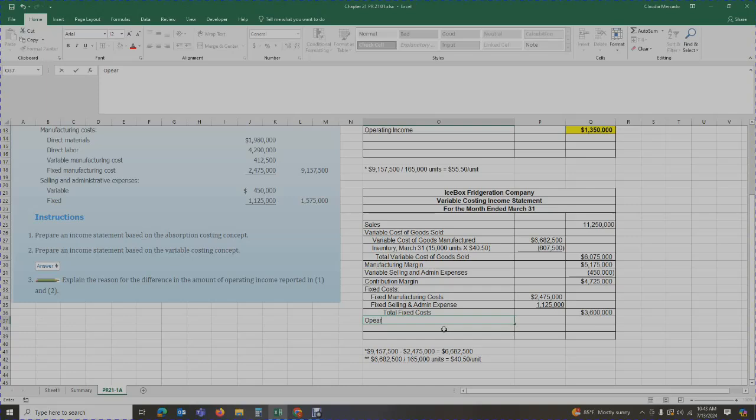Now to get my operating income, and I misspelled operating income, what we're going to do is get the contribution margin, which is the 4,725,000, and deduct our total fixed cost. And then that gives me operating income of 1,125,000.